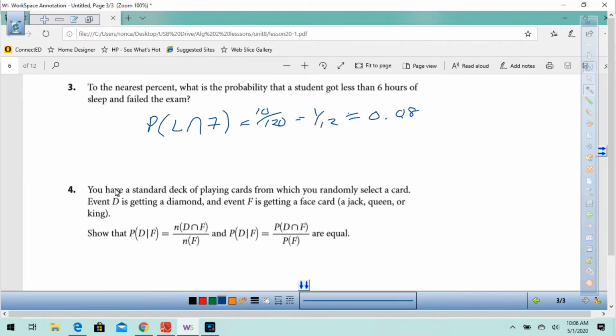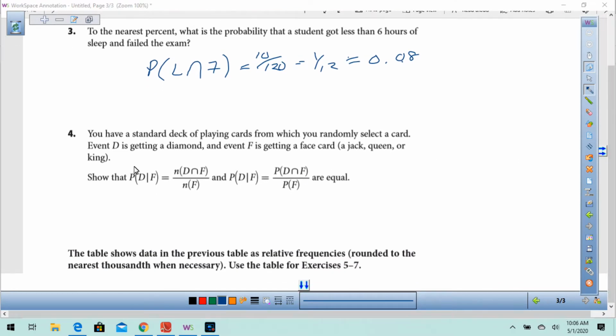All right. Number 4, you have a standard deck of playing cards from which you randomly select a card. Event D is getting a diamond. F is getting a face card, a jack, a queen, or a king. Show that the probability of a diamond given a face card equals the number of diamond intersection face cards divided by the number of face cards, and that equals the probability of the intersection divided by the probability of a face card.